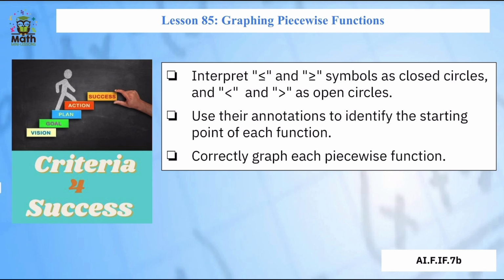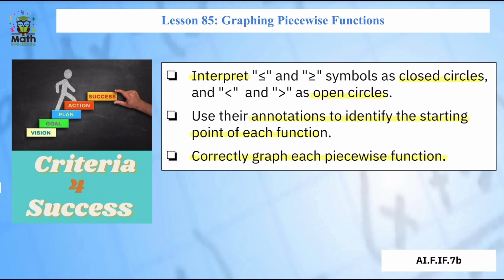But I want to get over that fear, and I want to show you how I can just chunk through to help graph and show you how to graph a piecewise function. Here's our criteria for success. We want to make sure that you can interpret those inequality symbols, so knowing whether it's going to be a closed circle or an open circle at certain points. We're going to use annotations to identify the starting point of each function. And finally, we're going to correctly graph each function.